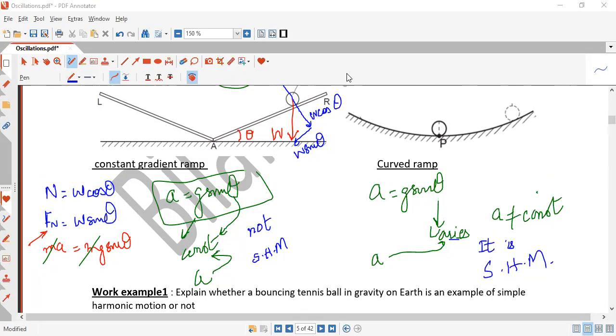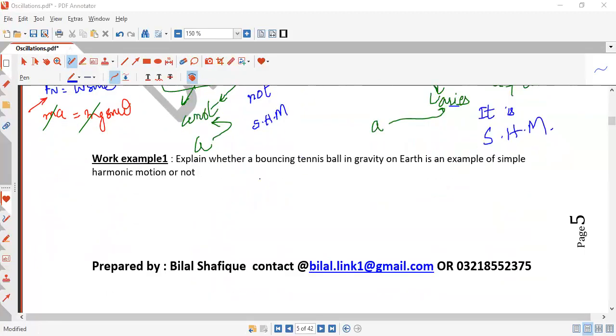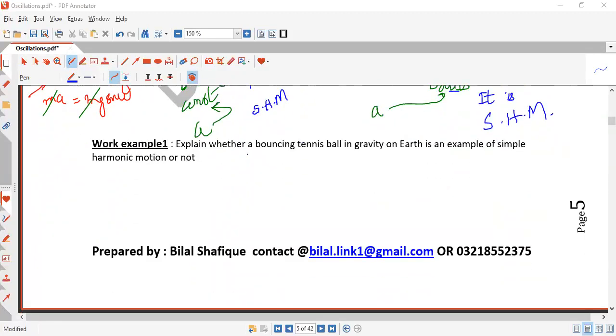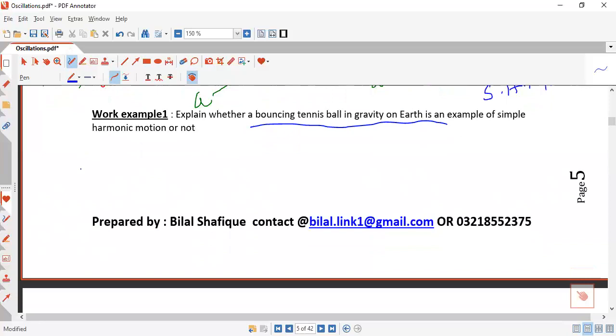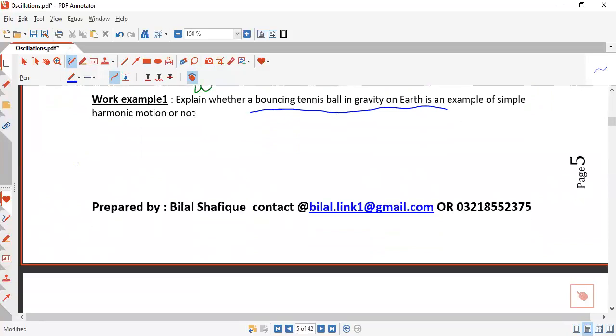Okay, students. So who will tell this? Explain whether a bouncing tennis ball in gravity on Earth is an example of simple harmonic motion or not? Students, is it an example of SHM or not? A bouncing tennis ball or a bouncing ball, any ball? Okay, you are saying yes.